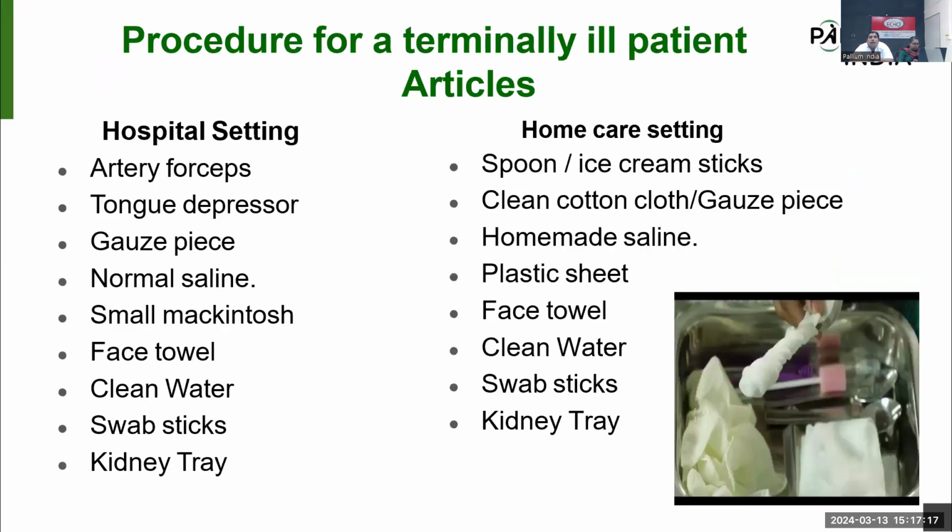Now the procedure for a terminally ill patient: how to give oral care to a terminally ill patient. In a hospital setting, we can use artery forceps, tongue depressor, gauze piece, normal saline, small Macintosh, face towel, clean water, swab sticks, and kidney tray. In a home care setting, instead of artery forceps, we can use a spoon or ice cream sticks.